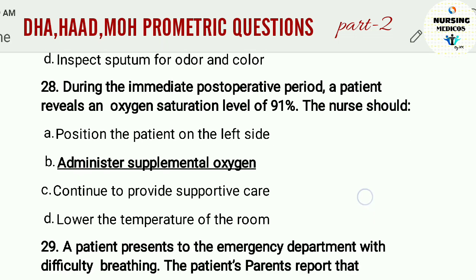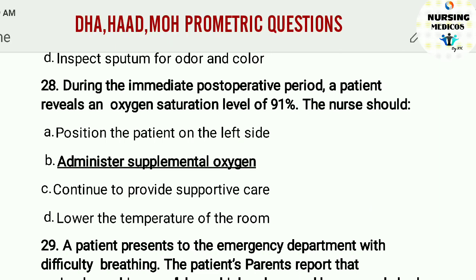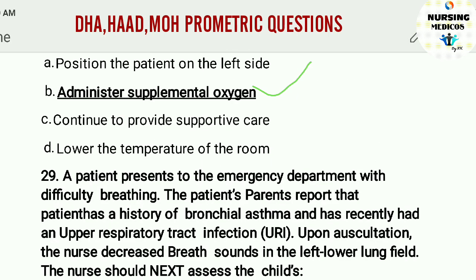Question number 28. During the immediate post-operative period, a patient develops an oxygen saturation level of 91%. The nurse should: option A, position the patient on the left side; B, give oxygen; C, continue to provide supportive care; and D, lower the temperature of the room. So the answer is B, we have to give supplemental oxygen.